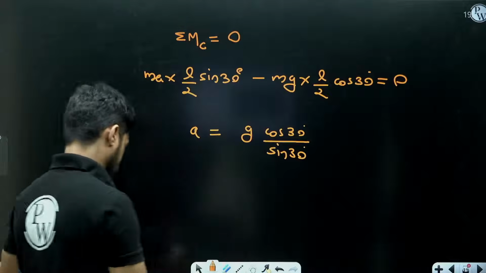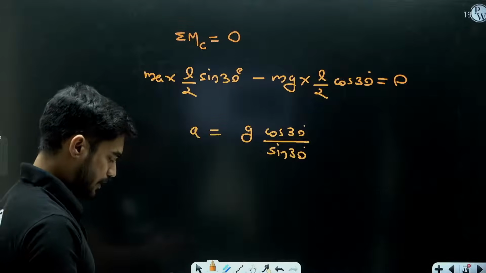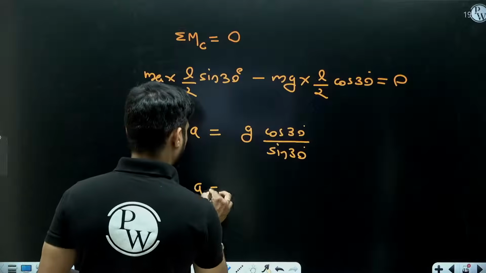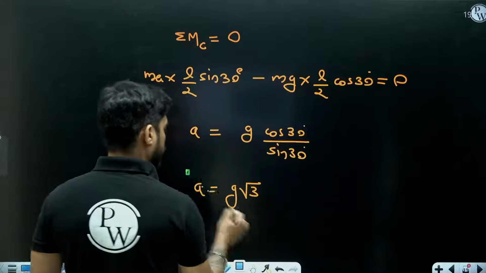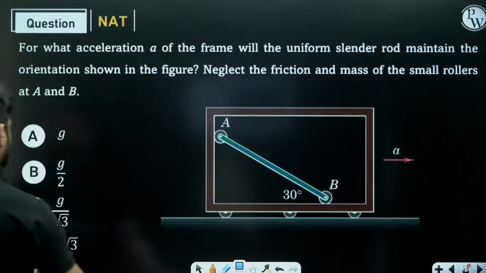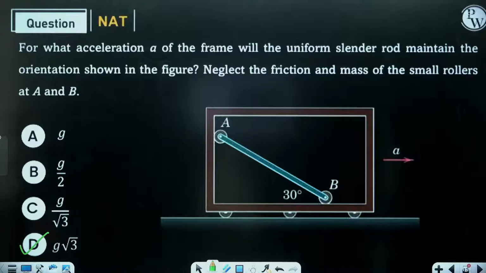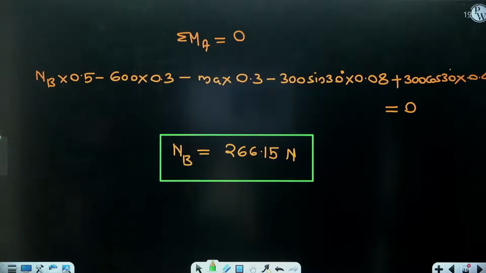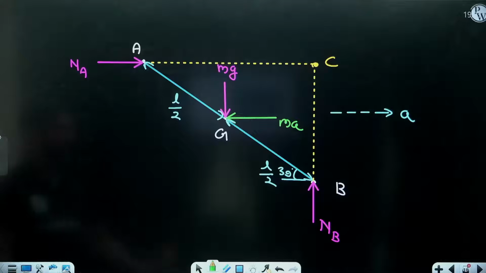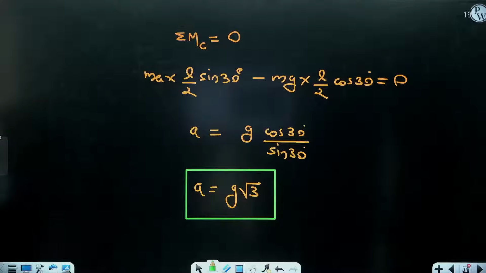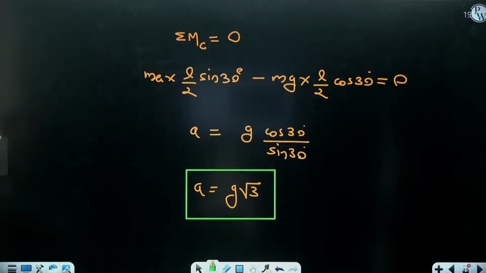Okay. What will be the value? Cot 30 is root 3. The value of A is G root 3. At this acceleration, it will just move like the frame. It will not slip. It will move like the frame, in translation. But if your acceleration is greater than this, then it will slip.